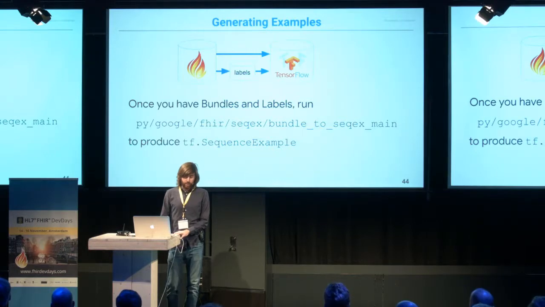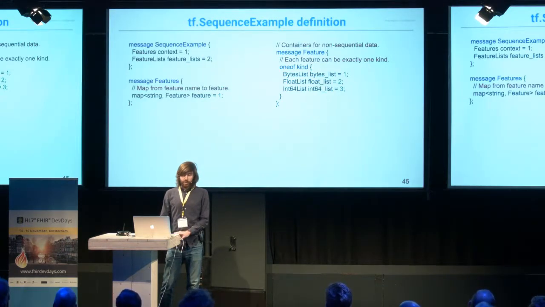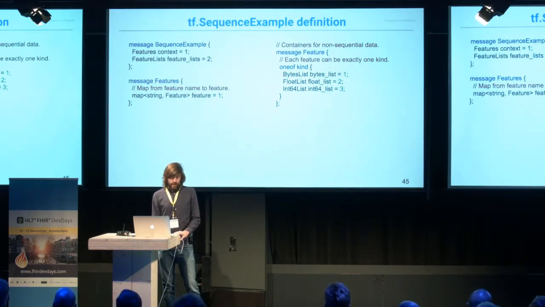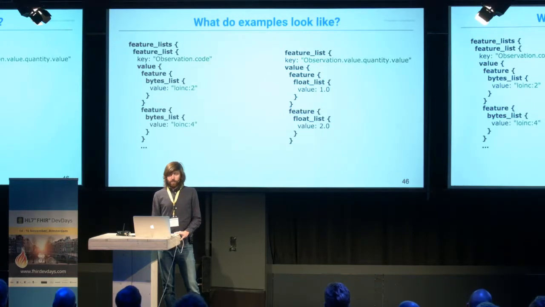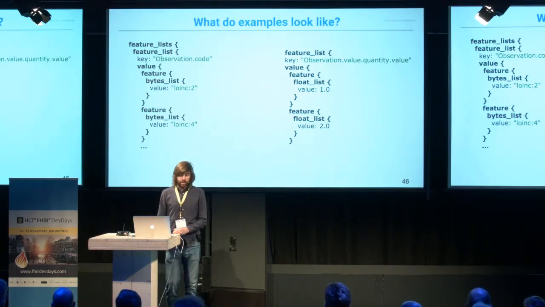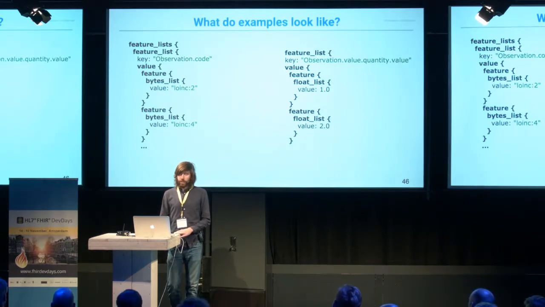All right, once you have the labels and the FHIR data, now you just need to generate examples. In the open source package, this is the binary that you'd run to produce the TensorFlow sequence examples. Basically, they're protocol buffers that contain the features that you need. I think it's easier to look at an expanded example. As I mentioned earlier, each field in each resource becomes its own feature. For example, in observation, you have observation.code and observation.value, like value quantity. For each time step, there's going to be one feature in the list.